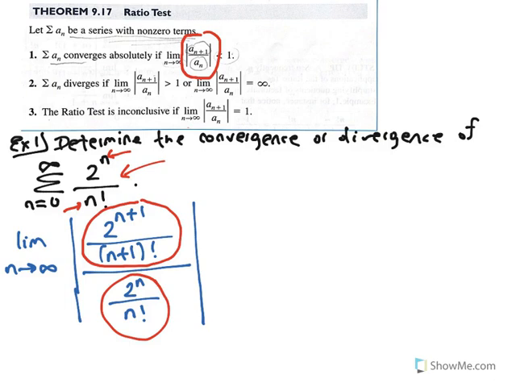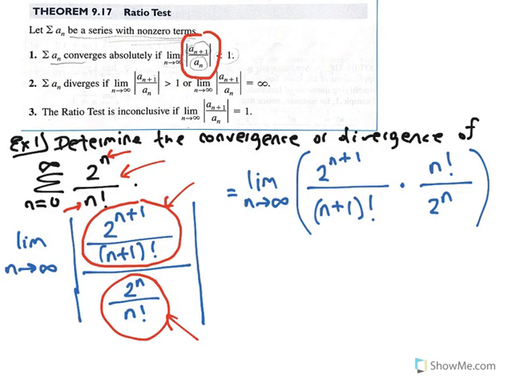Now, one thing to note is that you don't need the absolute value in this case because both the n plus 1th and the nth terms are going to be positive. So in the next step, we can simplify by removing the absolute value because the quotient is going to be positive to begin with.